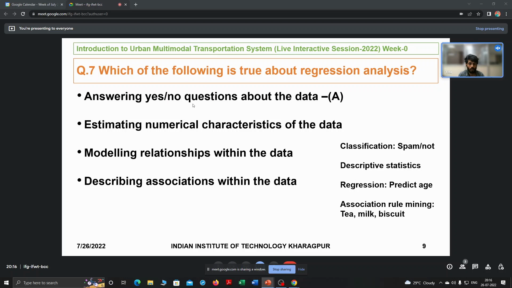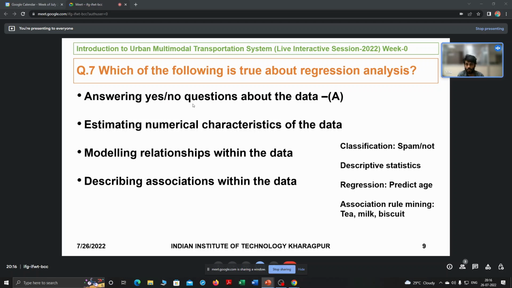The last one is describing the association within the data, right? Generally in machine learning this is called association rule mining. How does it describe the association? Generally, if someone goes to a shop and wants to buy tea, he generally buys milk with tea and also generally buys biscuits. So there is an association of milk and biscuits with tea. This is called association rule mining, which is describing the association within the data, right?